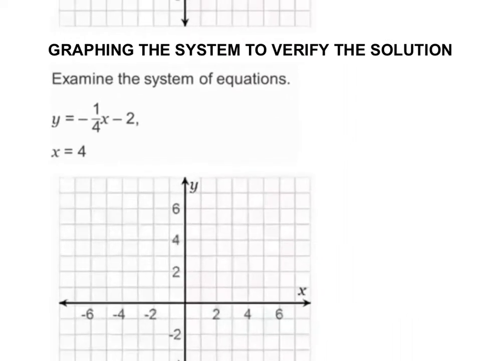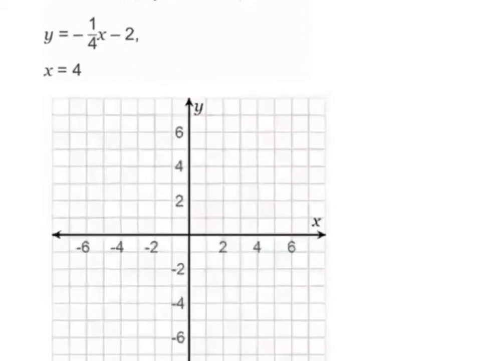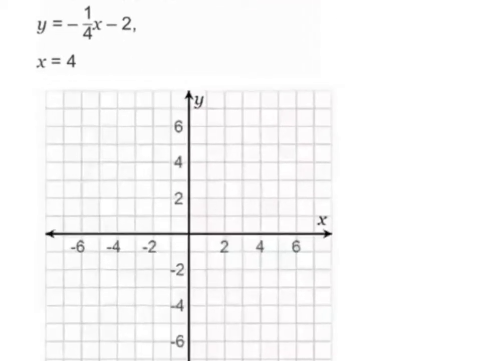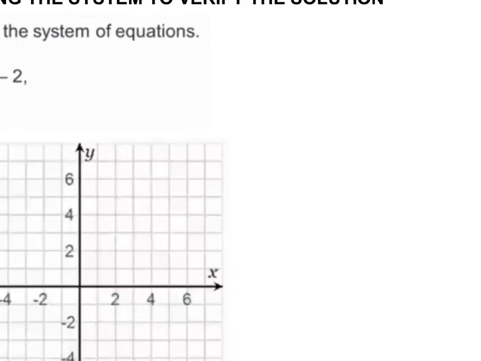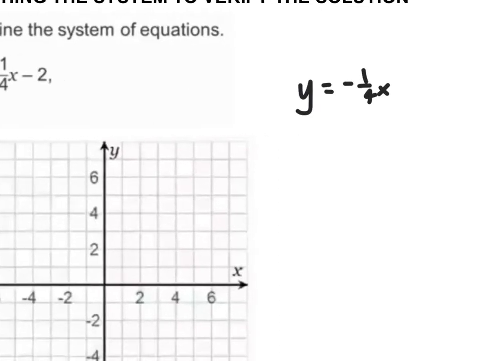And let's go ahead and just graph this one first, okay? So now let's do substitution first, all right? And I'm going to write this out over here. I've got y equals negative 1/4 x minus 2, okay, and I've got x is equal to positive 4.